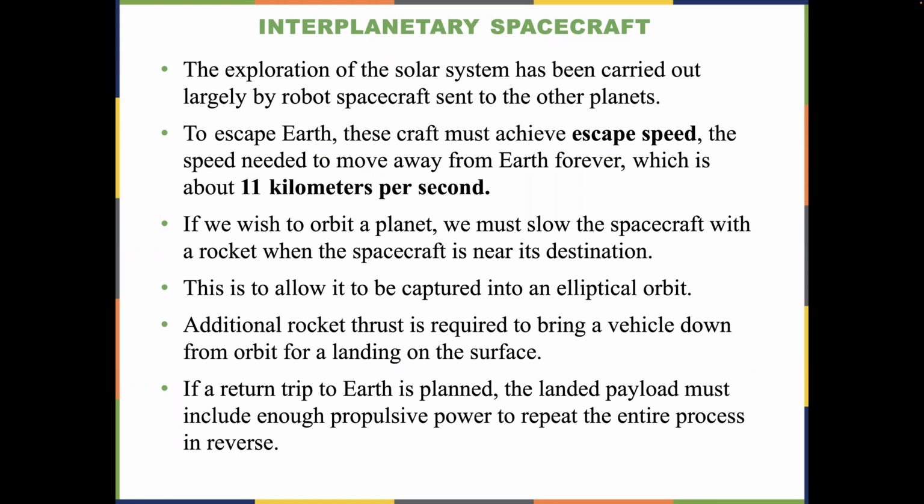And once you slow it down, that will allow that particular spacecraft to be captured into an elliptical orbit around that particular planet, right? And then an additional rocket thrust is required to bring the vehicle down from orbit for landing on the surface, right? So if you have to send something down to land on that surface, there should be an additional rocket to do that, right? So you can see that this is not an easy process.